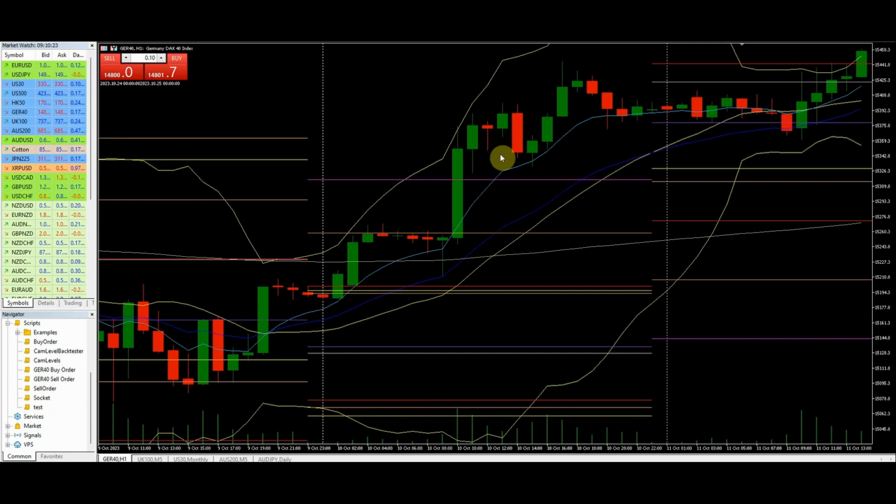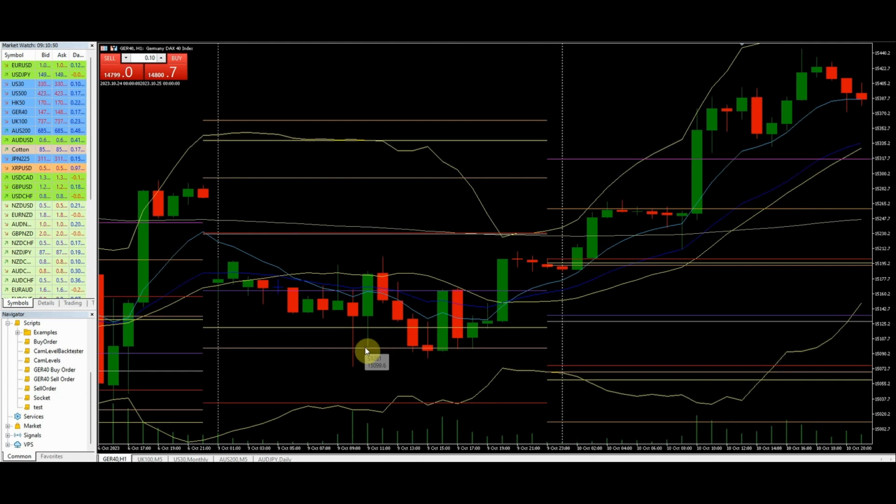So the levels, as you can see, don't always get respected. They were kind of finding their feet here. We dropped before the market opened, possibly getting a lot of sellers into the market before it opened, and then it just powered on up. So always be aware that the market doesn't always respect the levels.